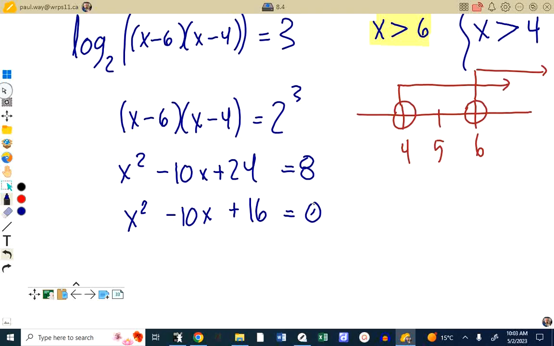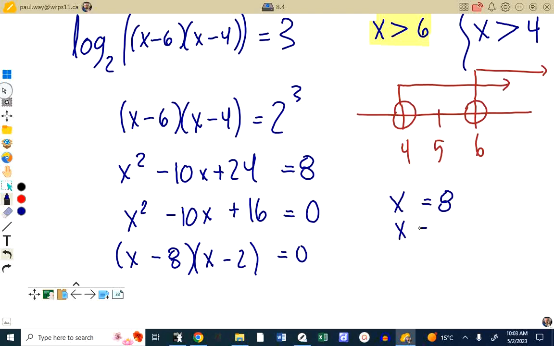Are there two numbers that multiply to give 16 and add to give negative 10? Well, they would have to both be negative. And I believe negative 8 and negative 2 do the trick. What does that tell us? It tells us that x is equal to 8 and x is equal to 2. Of course, there's some missing work there that you would show on an exam.